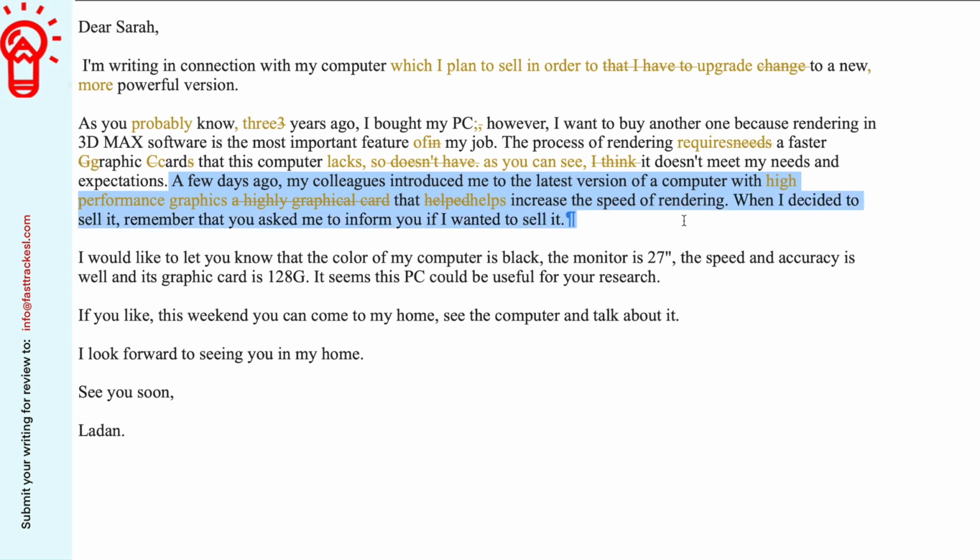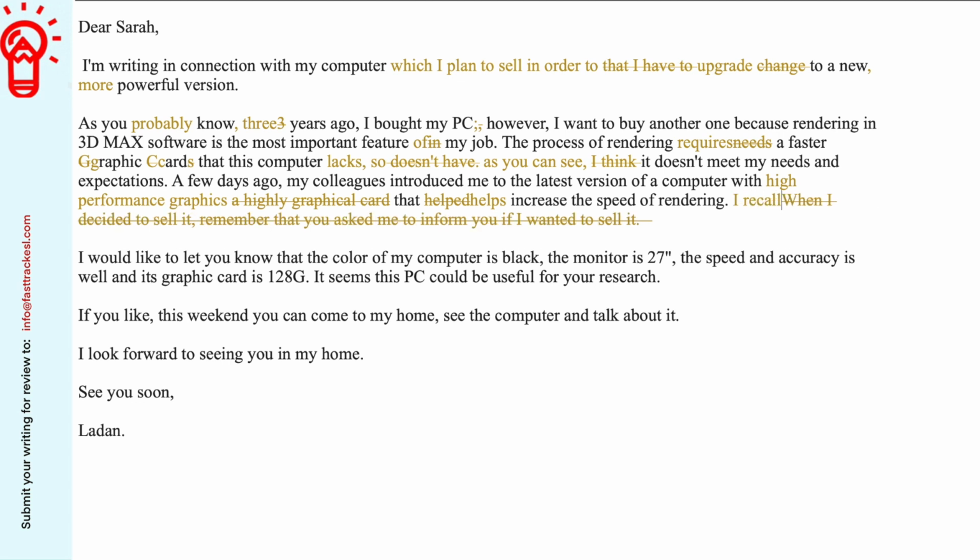When I decided to sell it, remember that you asked me to inform you if I wanted to sell it. Okay. This one's a little difficult to process. Let's try to parse it together. When I decided to sell it, like in the past, remember that you asked me to inform you if I wanted to sell it. Okay, so I think I know what you're trying to say here, but the way you would say it would be closer to what I'm going to write right now.